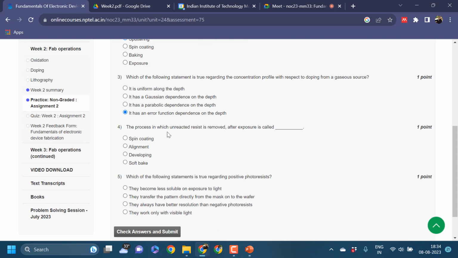Next, the process in which unreacted resist is removed after exposure is called developing. Okay. And finally, which of the statements is true regarding positive photoresist?